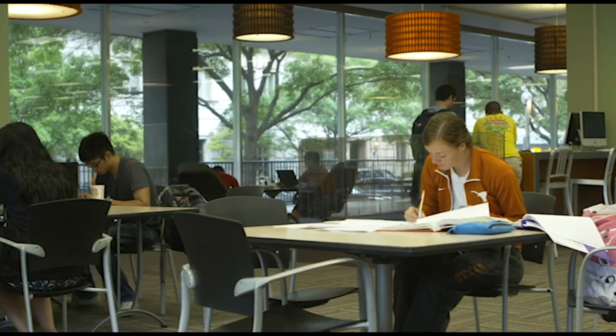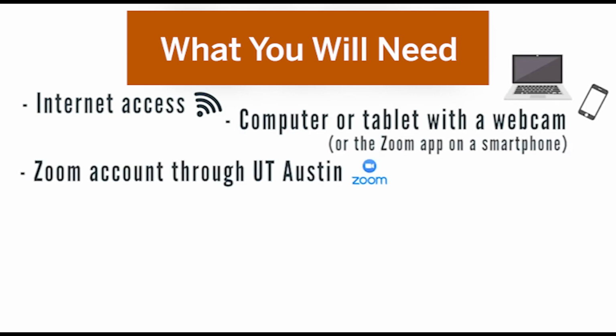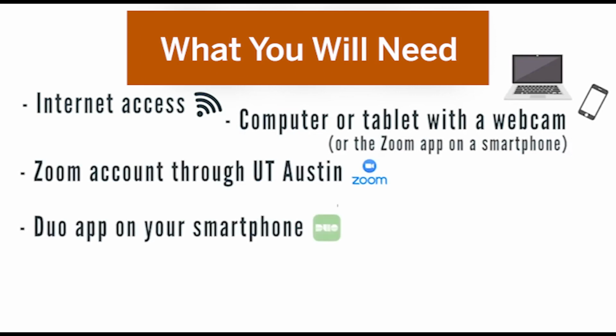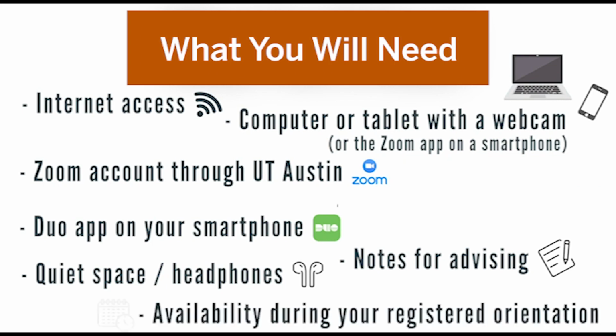orientation session. What you'll need: internet access, computer or tablet with a webcam, or the Zoom app on your smartphone, a Zoom account through UT Austin, Duo app on your smartphone, notes for advising, quiet space at home and/or earphones, and availability during your registered orientation.